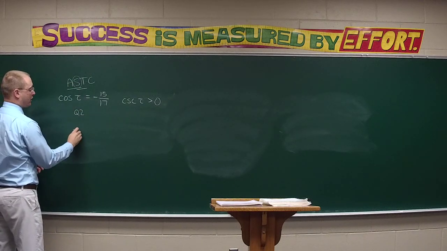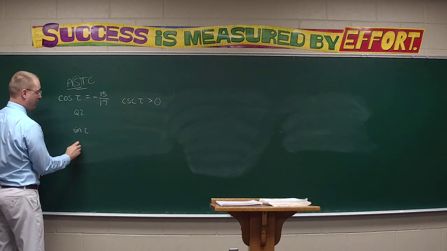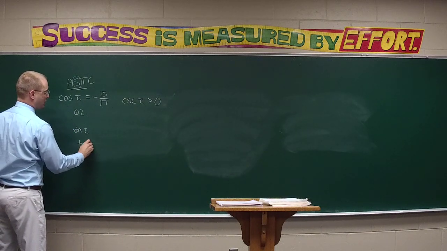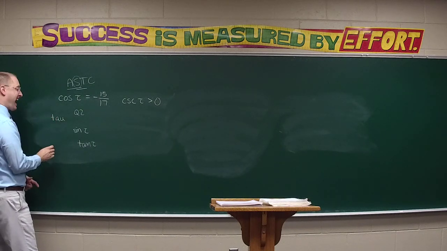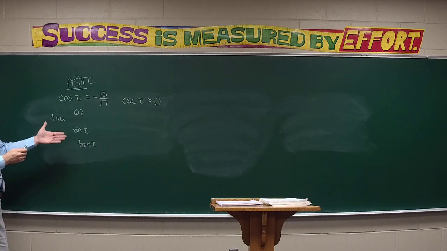All right, so let's list out the functions we need to find here. We need to find the sine of tau. We already have the cosine of tau. We need the tangent of tau. We need the tau, T-A-U, that's how it's spelled. Tau, not like towel, but without the ol, tau.